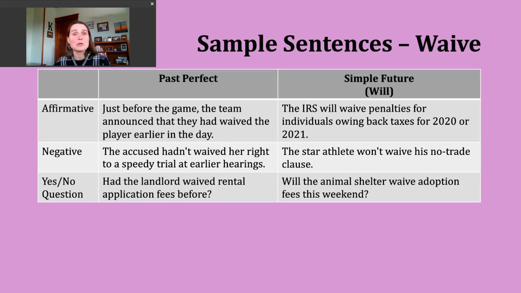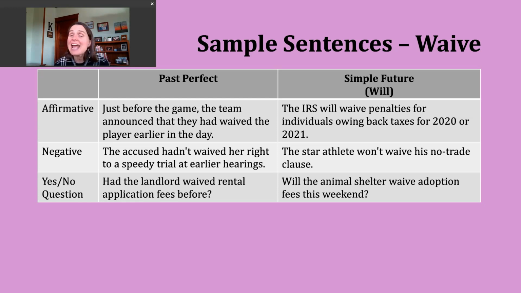To do this, you start with had, then you're going to have your subject, and then the participle form of the verb. Here's our last past perfect example. Had the landlord waived rental application fees before? Okay? We're kind of wanting to know, again, did this action occur before a certain point in the past?